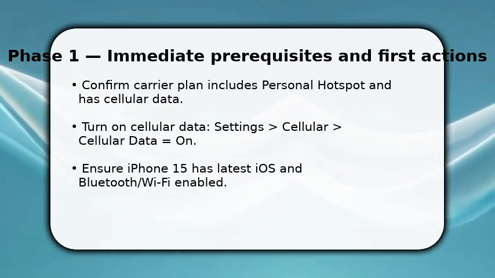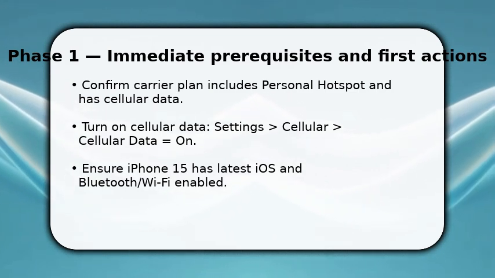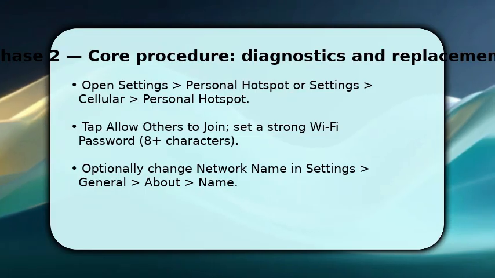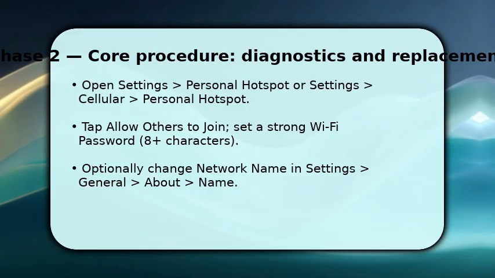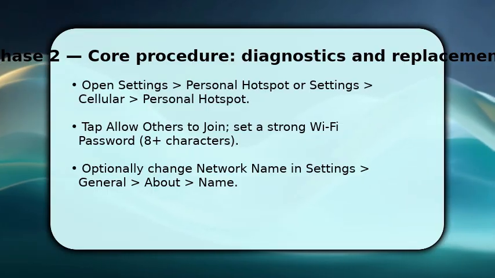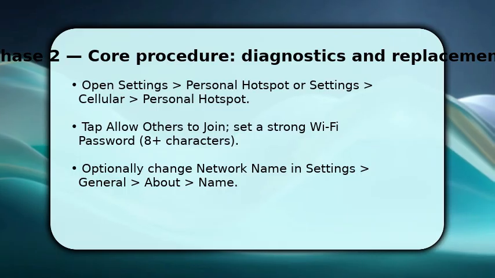Now move to set up the hotspot name and password so other devices can connect securely. From Settings, go to Personal Hotspot. Alternatively, find it under Cellular, then Personal Hotspot. You'll tap Allow others to join. This flips on sharing and broadcasts the network. Set a strong Wi-Fi password with at least 8 characters. This prevents unauthorized use and preserves data.